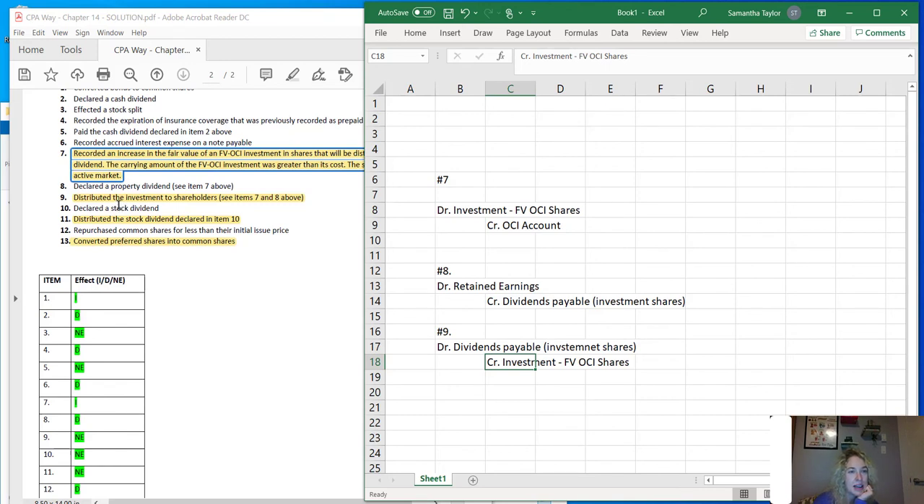And then when we declared a stock dividend, same thing. Same, but different. So number 10, we would declare it. So we would have to book it. So perhaps we debit retained earnings. I really wish it would say declared and paid, but no, it just says declared. So that is why we would debit this and credit our common shares. And so you can see that.